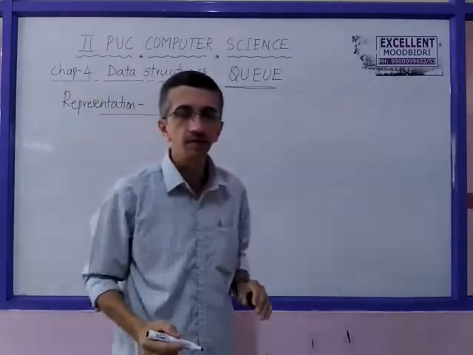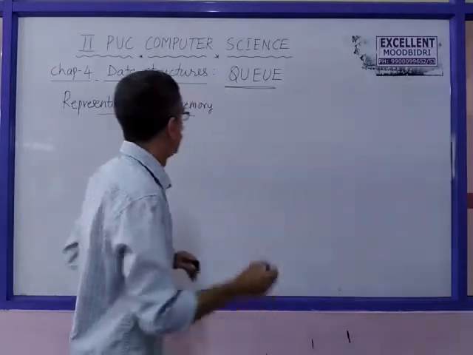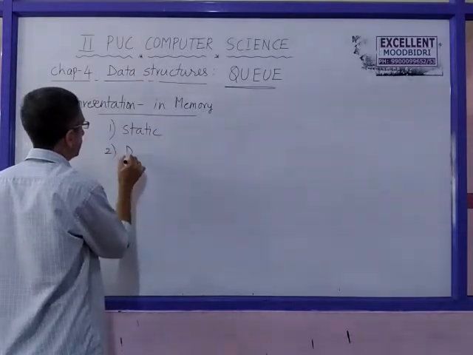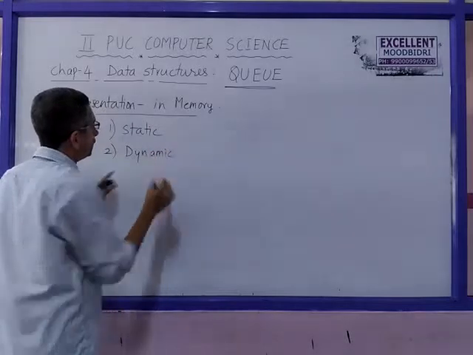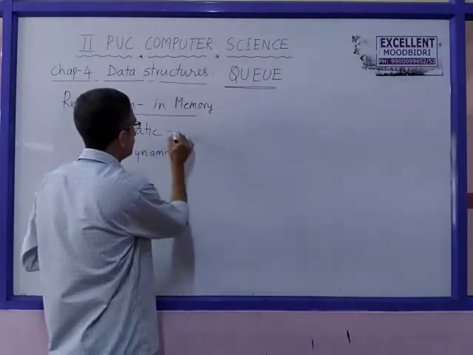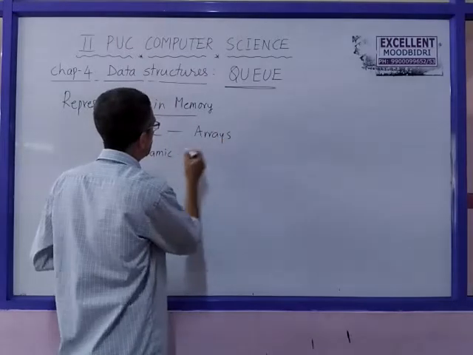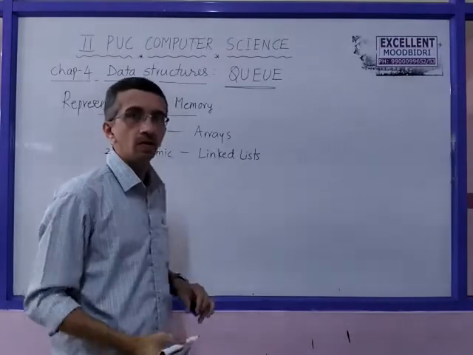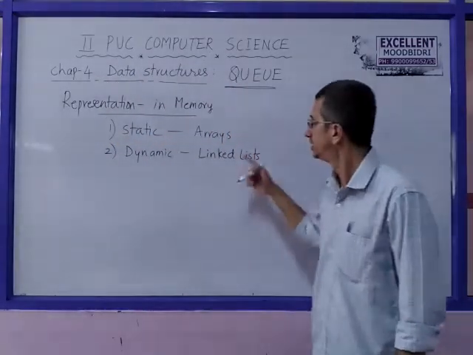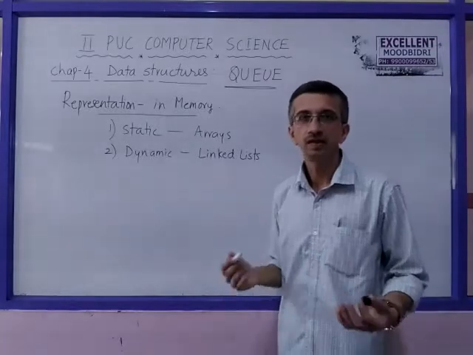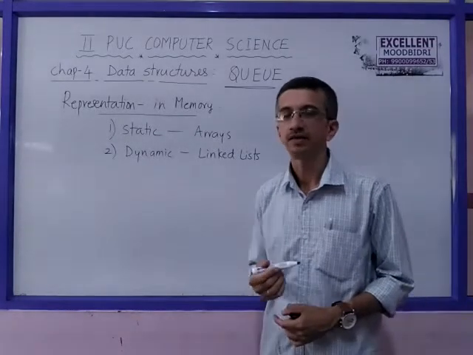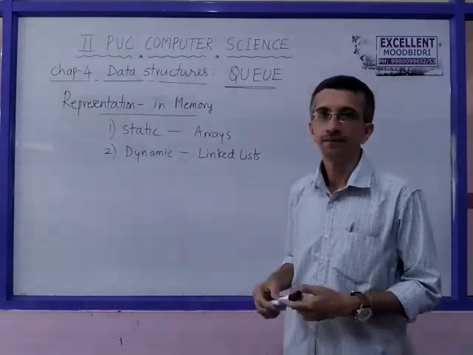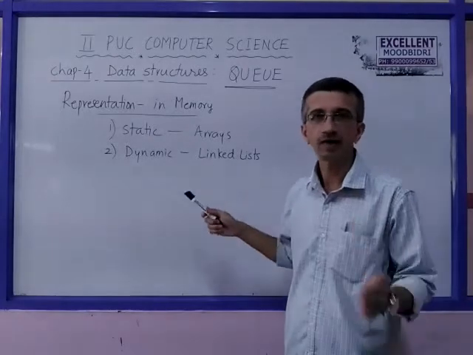As in the case of stacks, queues can be represented in two ways. One is static representation and the other is dynamic representation. Static representation is naturally done using arrays. Dynamic representation is using a linked list. Static representation of a queue is done using arrays because, as we have seen in the discussion of stacks, an array is a static structure. So the number of elements which can be processed using arrays has to be fixed at compile time.